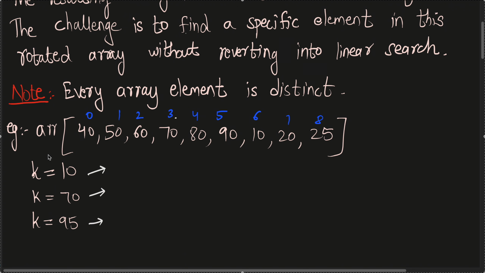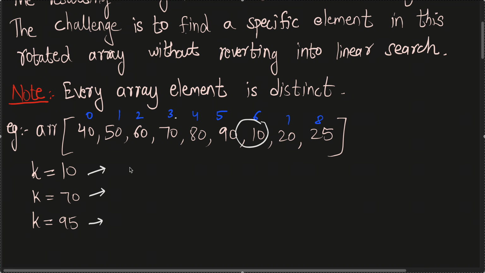Let's say there is an array and the elements are present in the array. The array was initially sorted, but it is rotated at a particular or unknown index, right? Now what is the challenge? The value k is given. You have to search whether this k is present in the array or not, right? So the first value k is 10. Is 10 present in the array? Yes, 10 is present in the array.